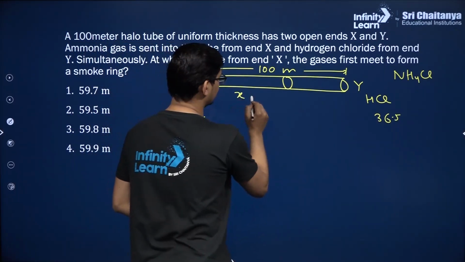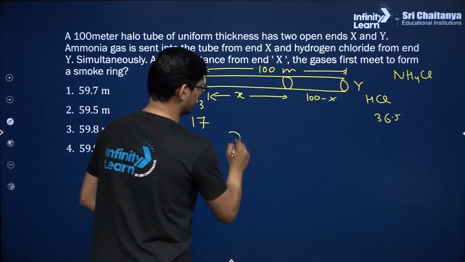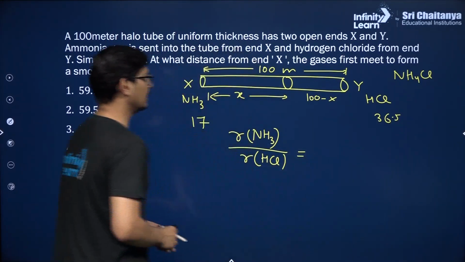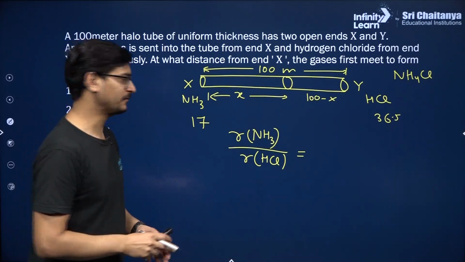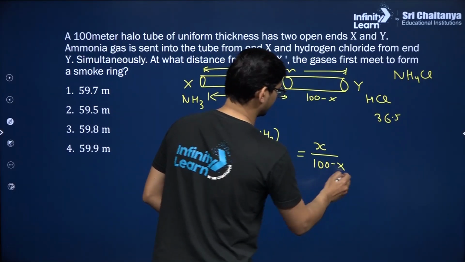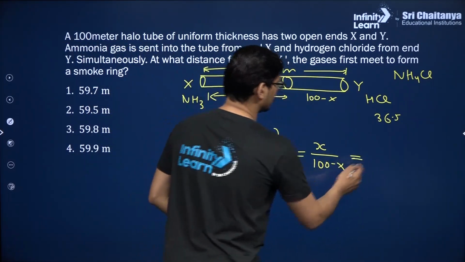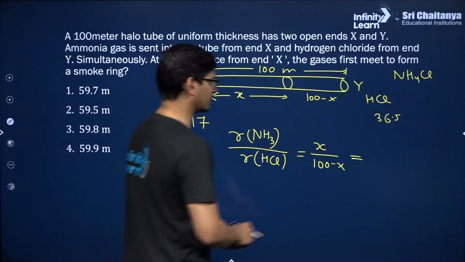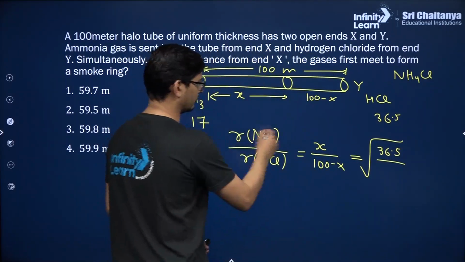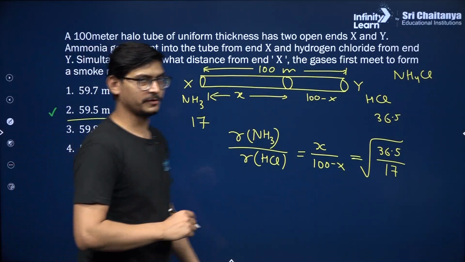So let's say the distance covered by ammonia is X. So of course the distance covered by HCl is 100 minus X. Now rate of diffusion of ammonia by rate of diffusion of HCl. We know that greater the distance traveled by a gas via diffusion, greater is the rate of diffusion. So I can say that the rate of diffusion of ammonia is X and that of HCl is 100 minus X, because the question is at what distance from X, which is ammonia. Now we also know from Graham's law that the rate of diffusion is inversely proportional to the square root of molecular mass. So basically the molecular mass of HCl is 36.5 and the molecular mass of ammonia is 17. You can solve for this, and the answer will come out to be 59.5 meter approximately.